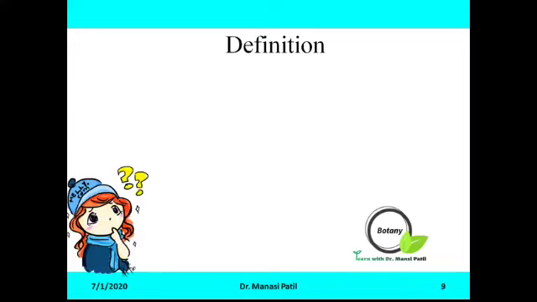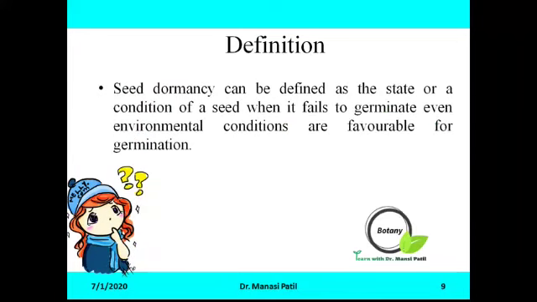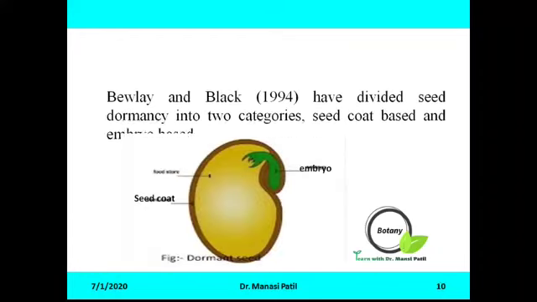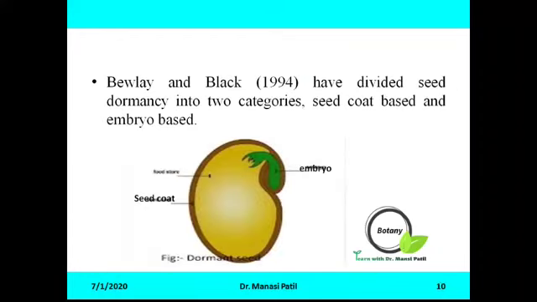Let us revise the definition of dormancy. Seed dormancy can be defined as the state or condition of a seed when it fails to germinate even when environmental conditions are favorable for germination. Bewley and Black have divided seed dormancy into two categories: seed coat based dormancy and embryo based dormancy. This diagram is of a dormant seed.